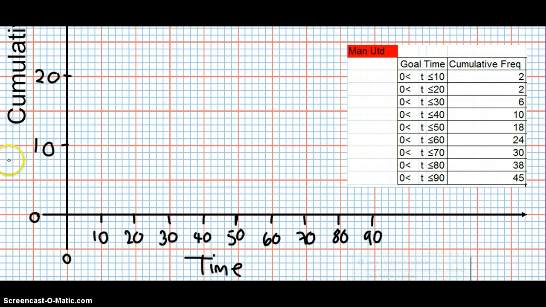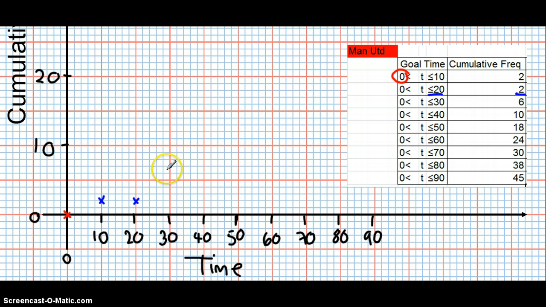So first of all, we need to start plotting our points. You'll see that at 0 minutes, they will have definitely scored 0 goals. So that's the first point that we plot in, and that's that point there. Then for other points, up to 10 minutes, they scored 2 goals. So we find 2 on our axis, and that one goes there. After 20 minutes, still only 2 goals. So you can see there that the line will go flat, indicating they didn't score any between 10 and 20.